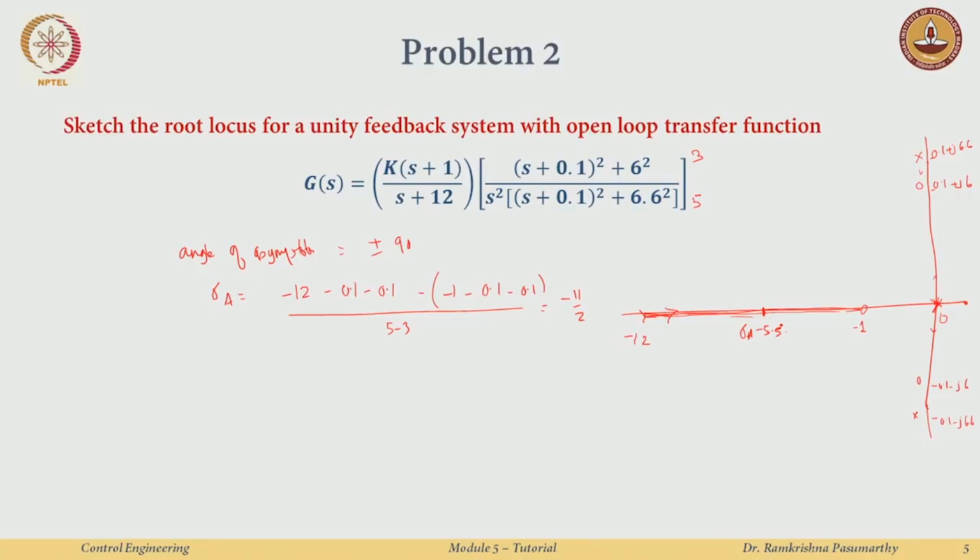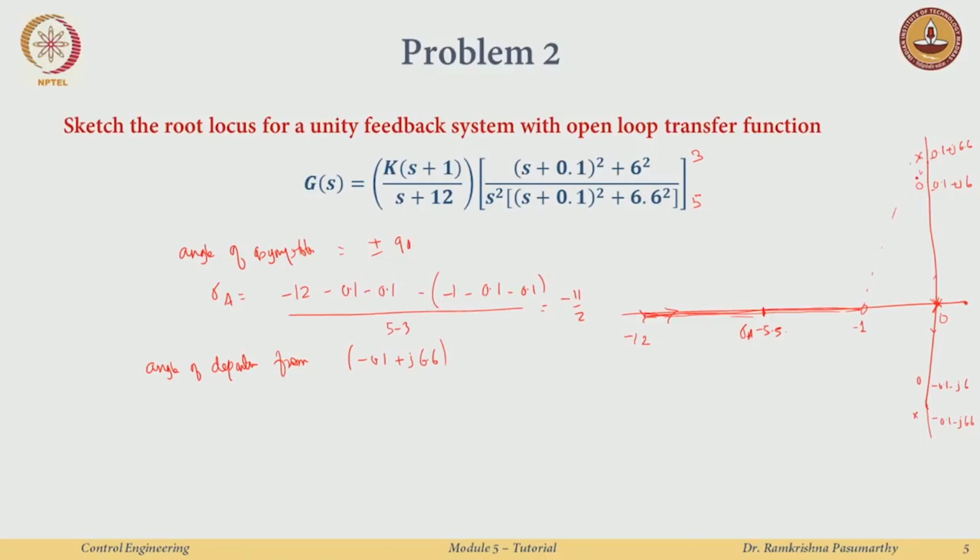Okay, so the next thing I would like to do is the angle of departures from, well, let me say this pole, minus 0.1 plus j 6.6. Okay, so I need to look at the angles which these 2 zeros make here, and then I need to look at the angles which these poles make.